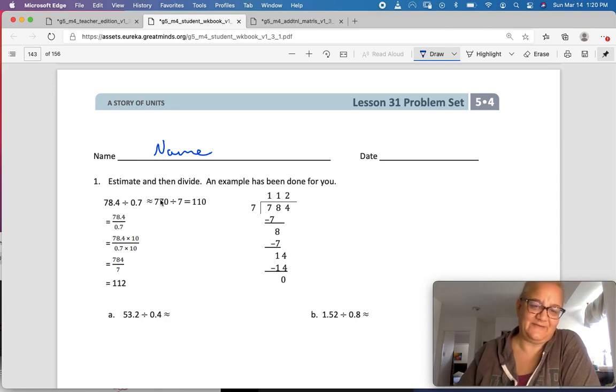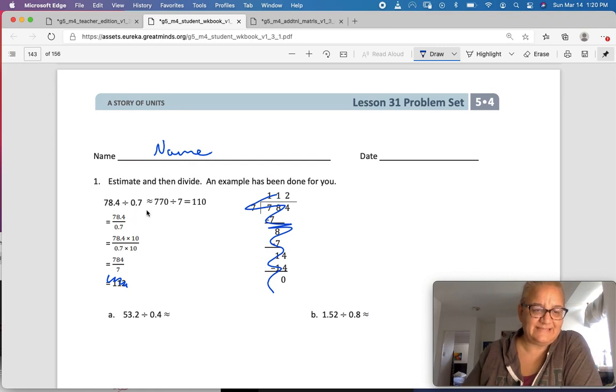So let's estimate first. Let's pretend we can't see this yet. I know you can, but that's okay. All right. So 78 and 4/10 divided by 7/10. We're going to write that as a fraction. 78 and 4/10 over 7/10. And what did we do in lesson 30 to move that decimal over? We multiplied by 1, but in this instance that 1 is going to be 10 over 10, which equals 1. So it doesn't change the value of this fraction, but what it does do is it moves that decimal over.